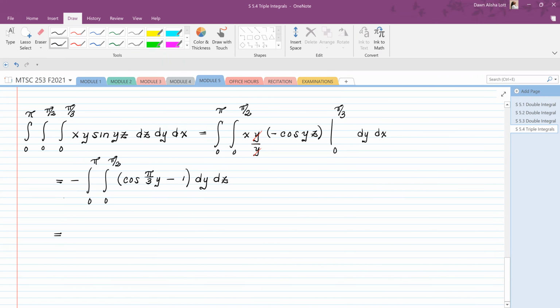Okay. So now I get the integral from 0 to pi. When I integrate the negative 1, that's just going to give me y. And when I integrate the negative cosine of pi over 3 y, that is going to give me 3 over pi times the sine of pi over 3 y, and this will be plus, and that gets evaluated between 0 and pi over 2 dx. Okay, are you following?